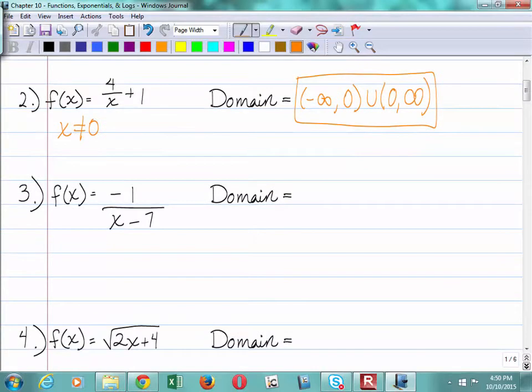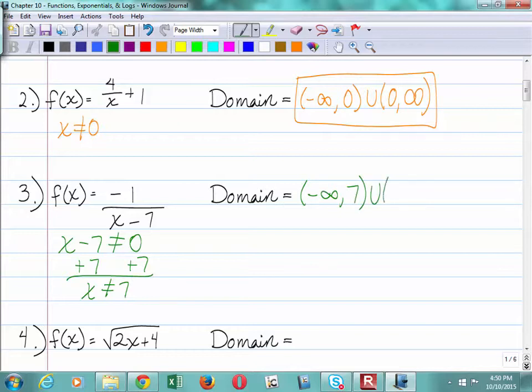Alright, and for number 3, f of x equals negative 1 over x minus 7. So in this case, x minus 7 cannot be equal to 0. So if we add 7 to both sides, we would see that x cannot be equal to 7. So the domain would be negative infinity to 7 with a parentheses, union, parentheses, 7 to infinity.